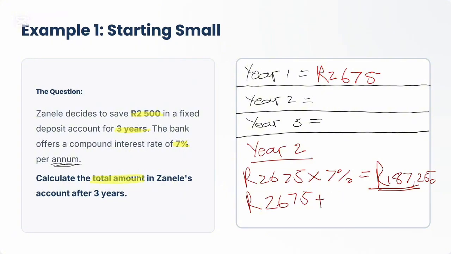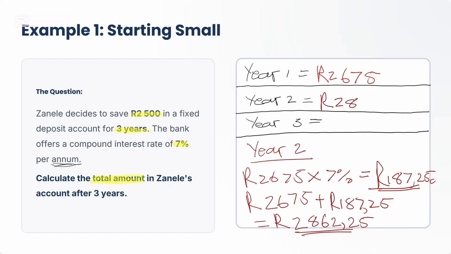We're going to add 187.25, which should give us an answer of 2,862.25. Now as I'm working this out, I want you guys to also work with me to actually test yourself. You can also go ahead if you want to pause the video and attempt year 3 by yourself.